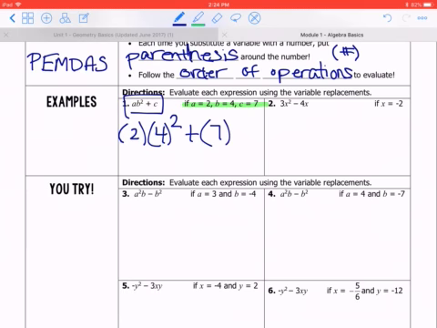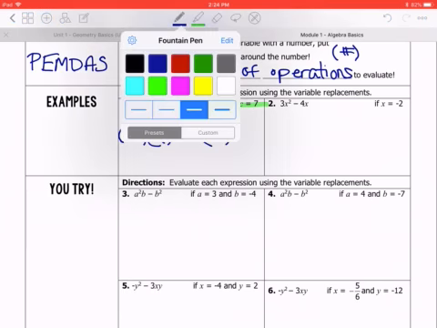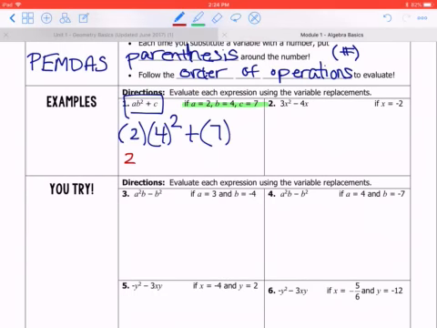Now we're going to do our order of operations. We have exponents, so we want to solve that first. So now I get 2 times, now my exponent, 4 squared is 4 times 4, that is 16, plus 7, okay? Now I have multiplication and addition, so we're going to multiply first. 2 times 16 gives me 32 plus 7, and if we add that together, 32 plus 7 equals 39. And that would be my answer.